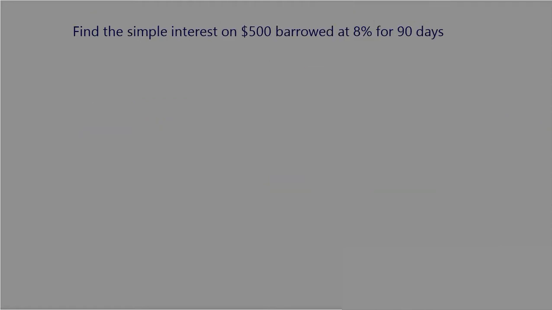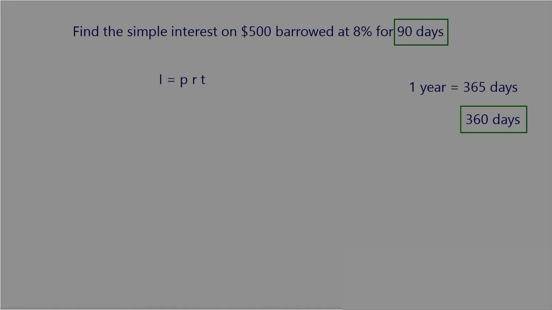This instruction states that we should find the simple interest on $500 borrowed at 8% for 90 days. 90 days is also a fraction of a year. We want to convert 1 year to days because we want to make the units the same for us to calculate. 1 year equals 365 days, but we normally use 360 days to make calculations simpler, because if we use 365, we will get decimals in the answer for a day, and that wouldn't really make sense. So we place 90 days over 360 days. We can cancel the units because they are the same.